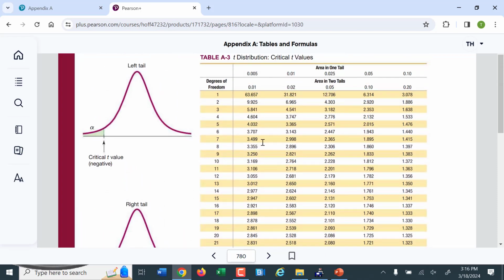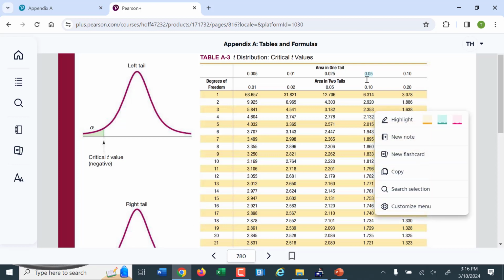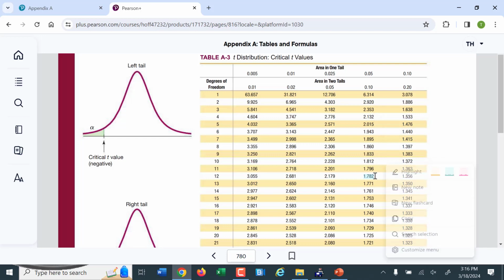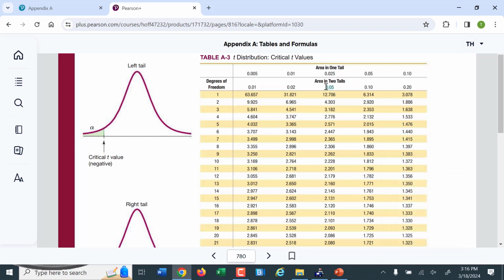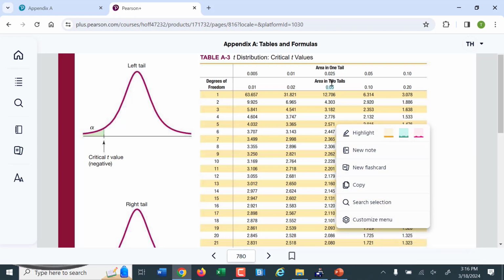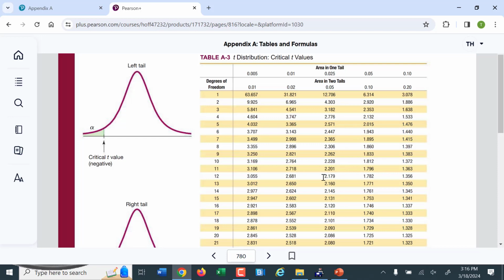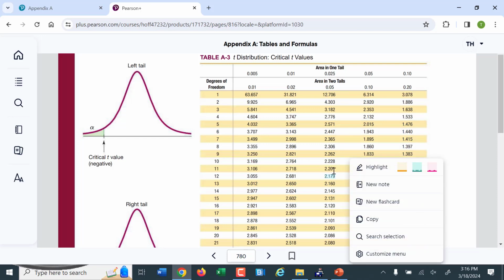Notice up here, it's a one-tail or a two-tail area. Let's say it's a one-tail hypothesis test. Well, that's an area of 0.05. We trace that down to 12 here. It gives us a critical value of 1.782. If it's a two-tail test, alpha of 0.05 would be this column, area in two tails. That's 2.179. So you can use it that way.